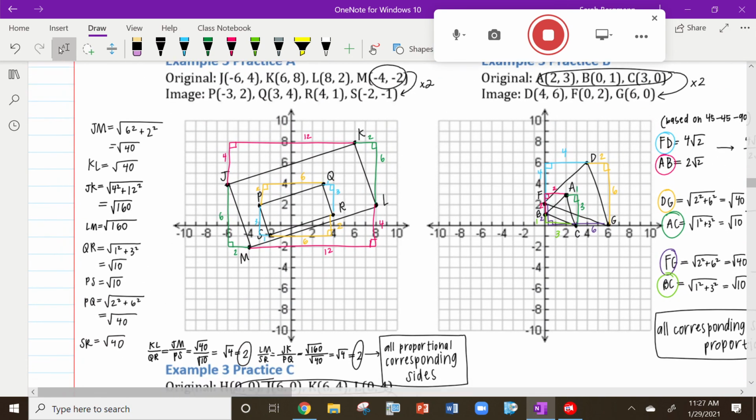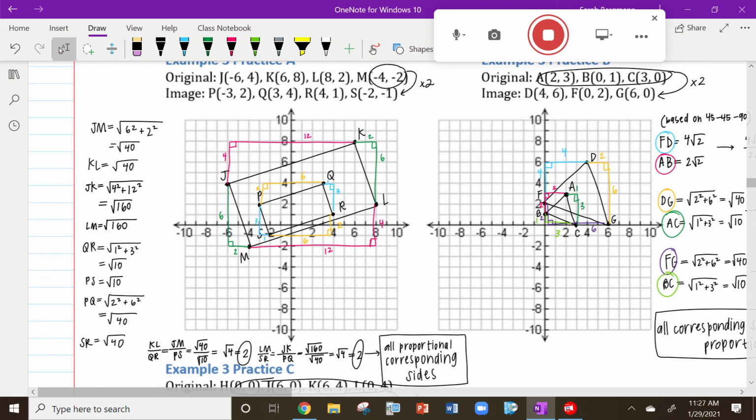Here's the correct answer for A if you picked this one. This was definitely the most challenging. All the corresponding sides have a proportion of either 1/2 or 2/1, depending on how you looked at it, what you chose to put in your numerator or denominator.